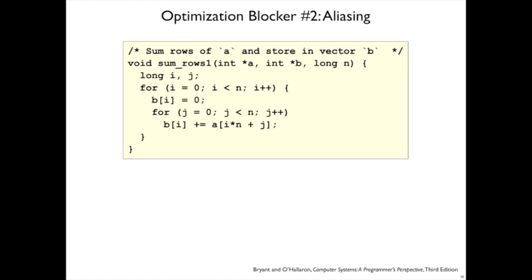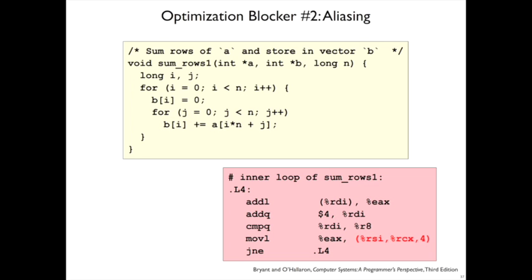We've already seen how the potential for aliasing can be an optimization blocker. And by aliasing, we mean two pointers pointing into overlapping memory. In this case, we have pointers A and B coming in, and we're looking into pointer A every time in a loop and writing to a pointer B.